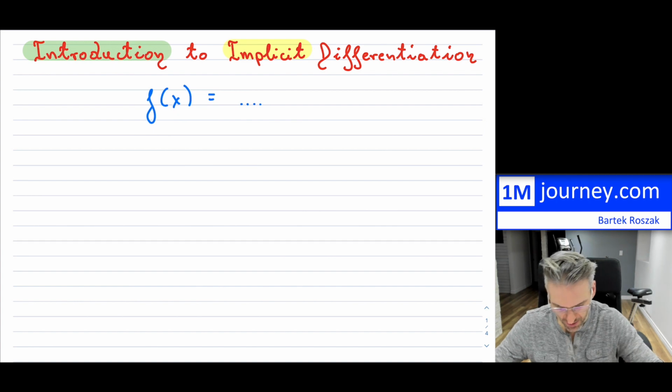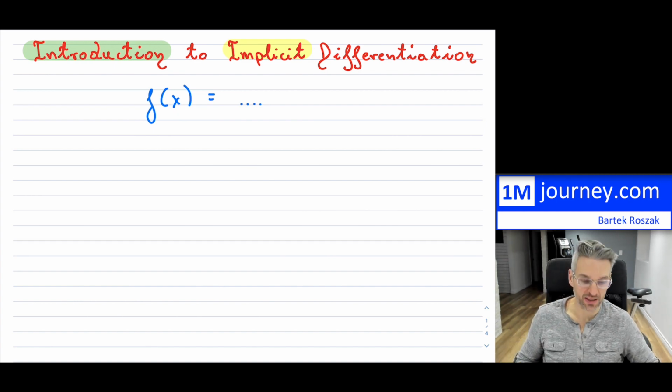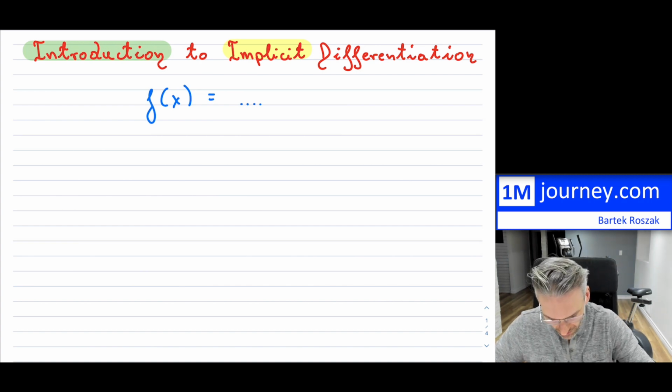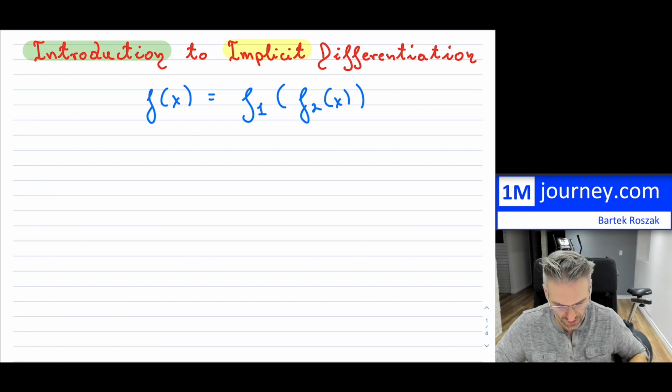So I want to take a step backwards first and talk about the chain rule, because if you understand the chain rule, implicit differentiation is a nice extension of it. If you recall, you may have a function f of x that was actually made up of two functions. We have one particular function, let's say function 1, and it engulfs another function. Let's say function 2 is the actual input to the function.